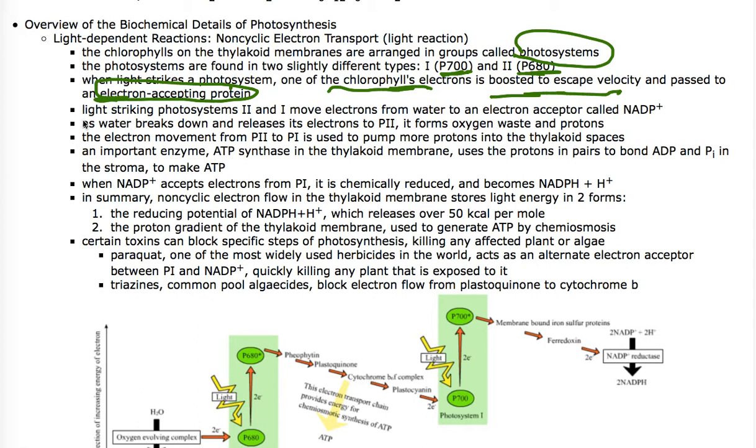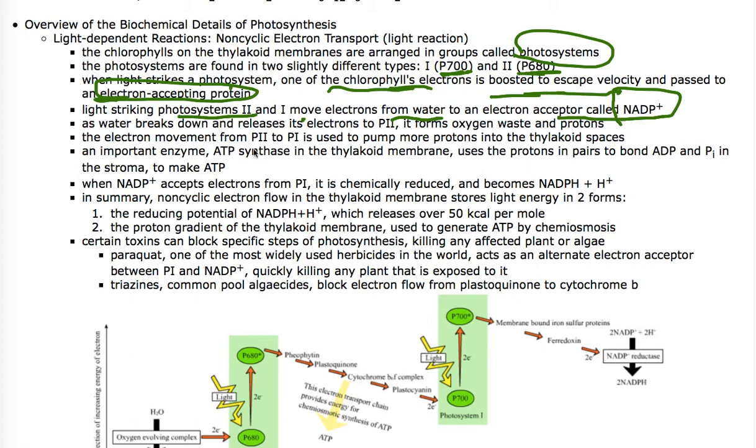Now, we have to talk about this in a sequence so that this makes some sense. Light striking photosystem 2 and 1 basically moves electrons from water to an electron acceptor called NADP+. NADP+ is kind of like ATP in a way, except it's 2 ADPs stuck together, and there's a nitrogen-containing group attached to them.